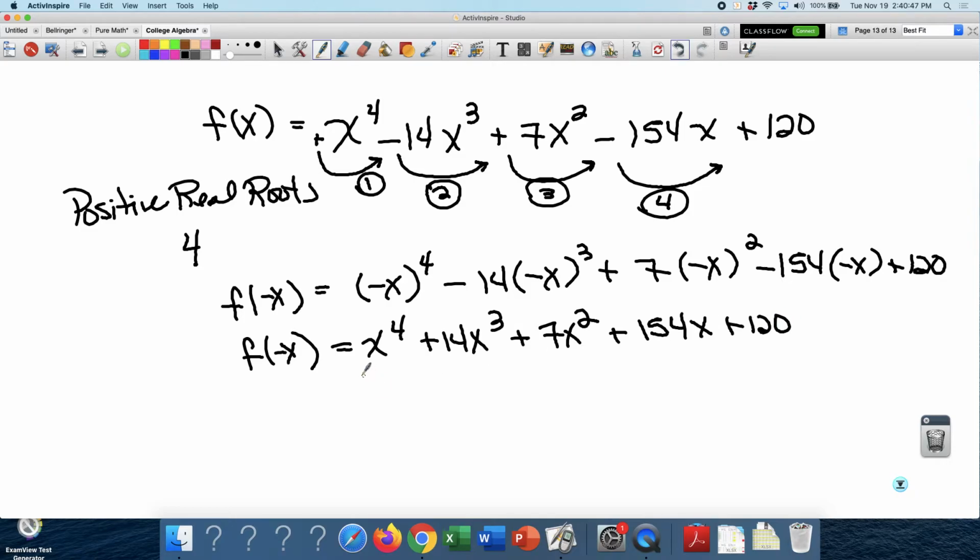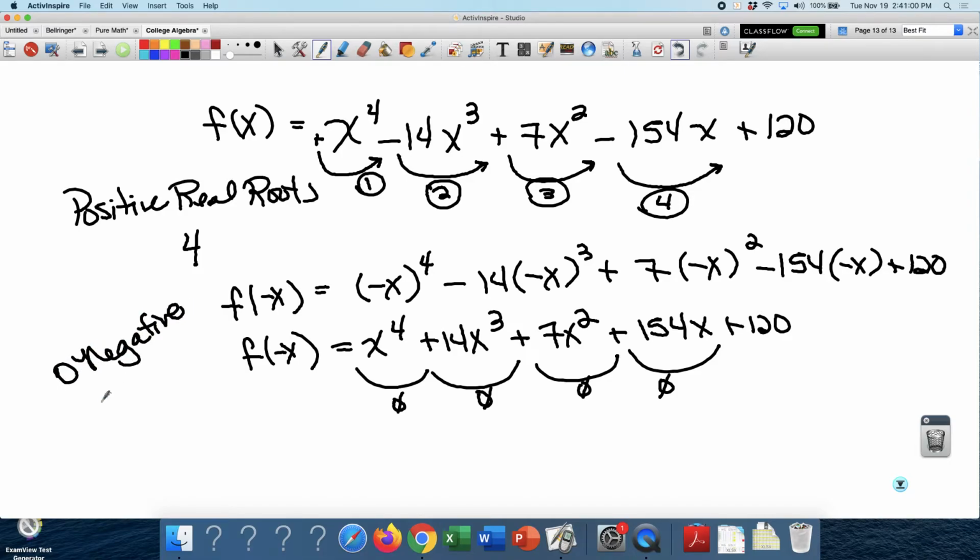So let's check signs. Nope. No change. No change. No change. So it has no negative real roots. Okay, I'm going to give you one, and I want you to pause and try it on your own. Okay, pause it. Give me the number of positive real roots and negative real roots.